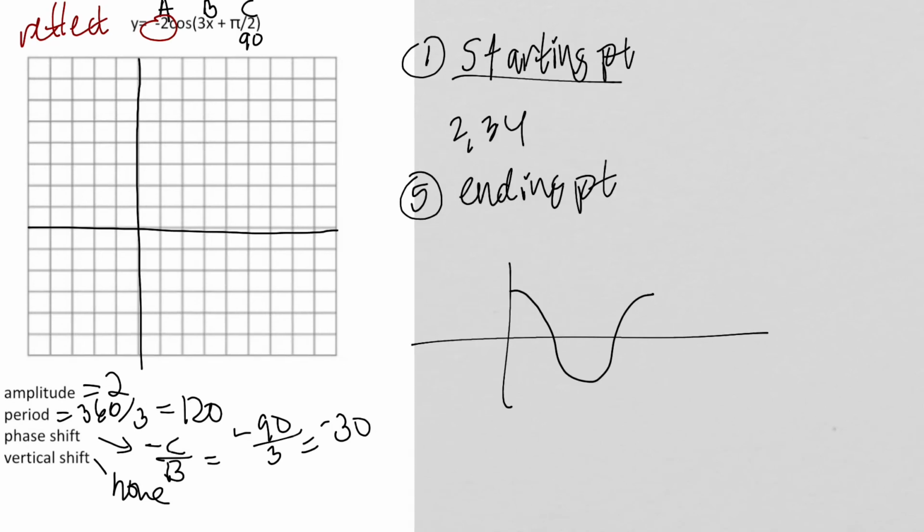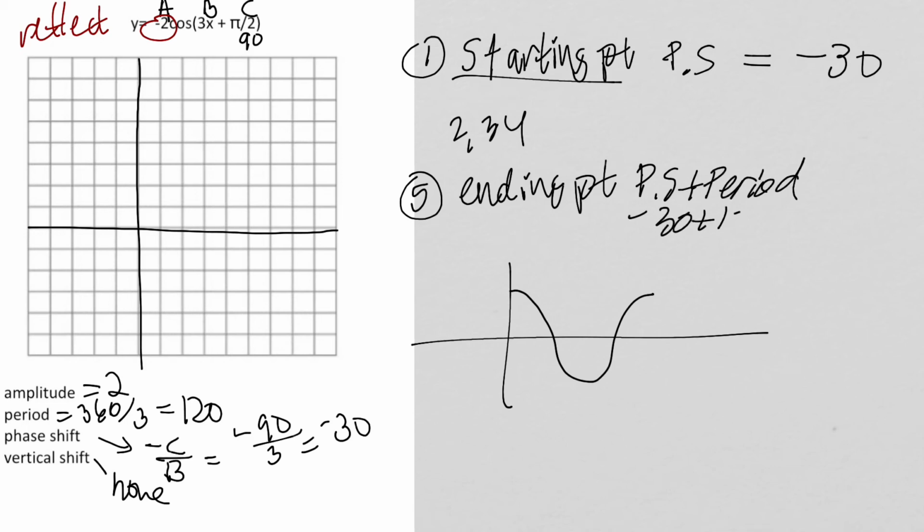All right, so let's get our starting point. So our starting point is our phase shift. So we do have a phase shift here. So our first point is going to be at -30. Our ending point, our 5th point, is going to be the phase shift plus the period. So I'm doing -30 plus my period of 120, which comes out to 90 degrees. So it's going to be starting at -30.